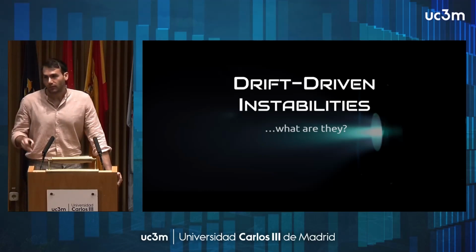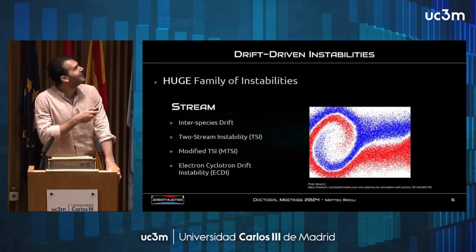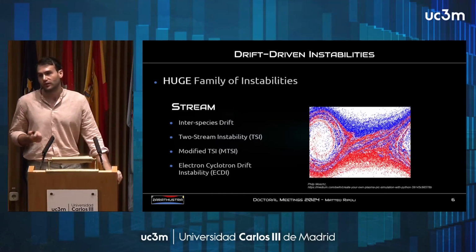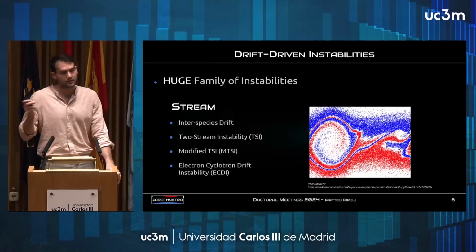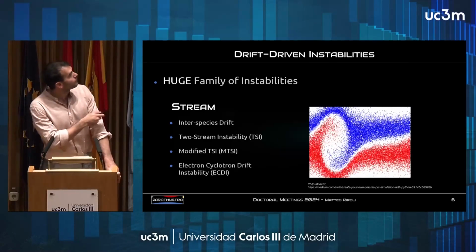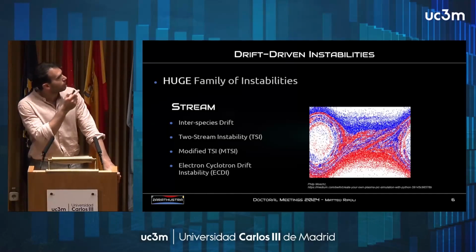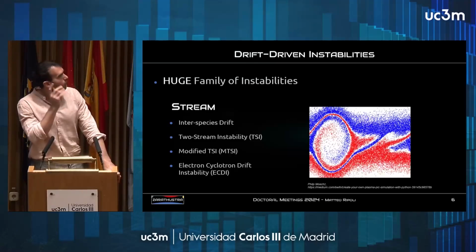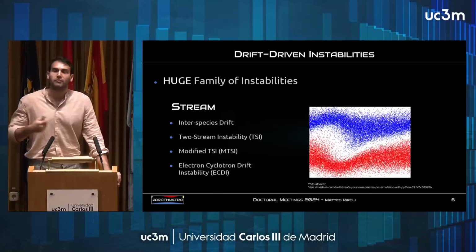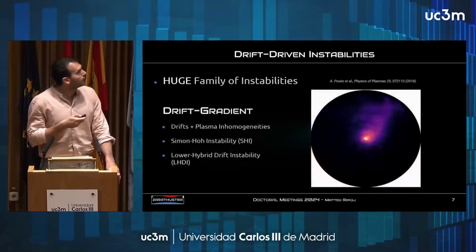Now, the instabilities I'm focusing on are drift-driven instabilities. So now a lecture on instabilities. These kinds of instabilities are driven by the relative drift between the species composing your plasma, which in my case is usually a two-fluid plasma, electrons and ions. And you have three main categories. You have stream instabilities, which are solely driven by interspecies drift. Notable examples are the two-stream instability, quite old, with a lot of heritage. Then you have the modified two-stream instability, which is the same, but with propagation of the wave perpendicular to the magnetic field. And then you have the electron-cyclotron drift instability, which Enrique has explained thoroughly in his presentation.